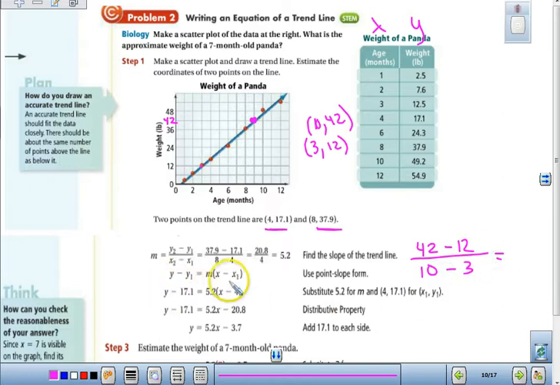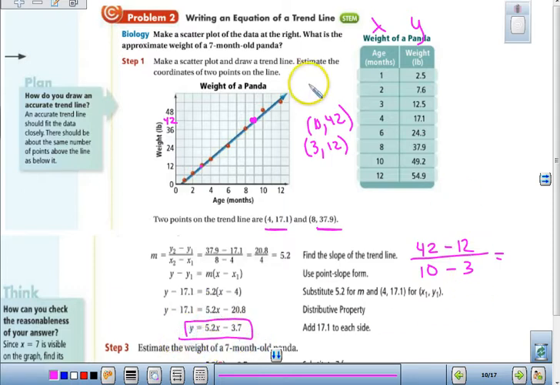Then we're going to go to our point slope form. We substitute in our slope. We substitute in one of our y points and one of our x points. Remember, the y goes first, then the x. Just the opposite of how our ordered pair looks. And they write an equation, and notice they have it as a decimal. So this is our new equation for our trend line.